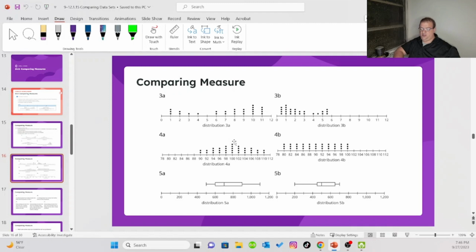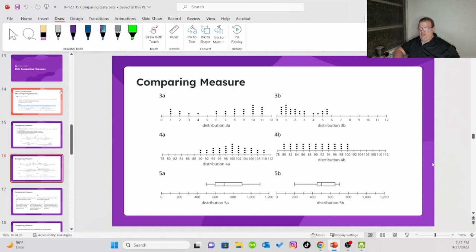Now we can look at 4. We have bell-shaped symmetrical for 4A. We have uniform symmetrical for 4B. If I have symmetrical data, I'm going to use the mean and the standard deviation. The mean in 4A is greater. It's going to be around 100. Here it's going to be around 89, 90. And the standard deviation for 4B is greater because the data is more spread out. It's even from one end to the other, where 4A has the dots concentrated mostly in the center.